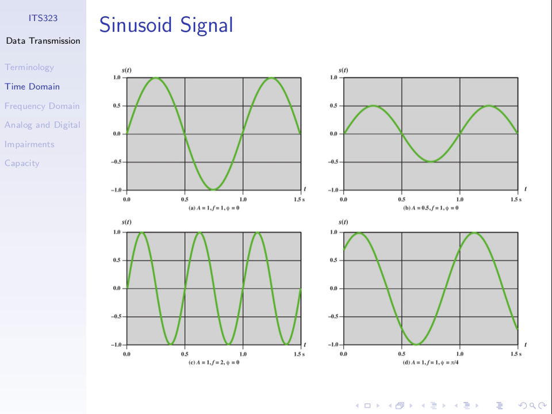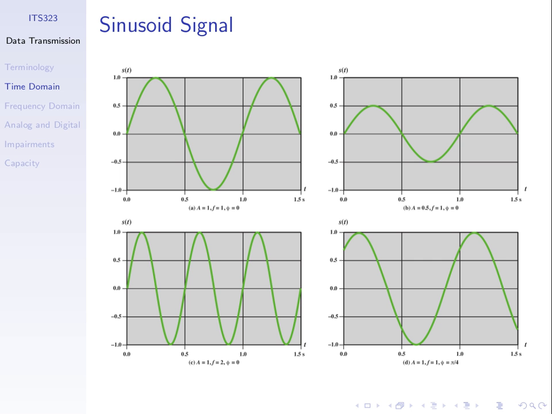SB of t equals, the top right, 0.5. Peak amplitude is now 0.5. We see comparing A versus B, everything looks the same except it's squished from the amplitude perspective. That is, the peak amplitude is half of B, so that we have 0.5 sine.